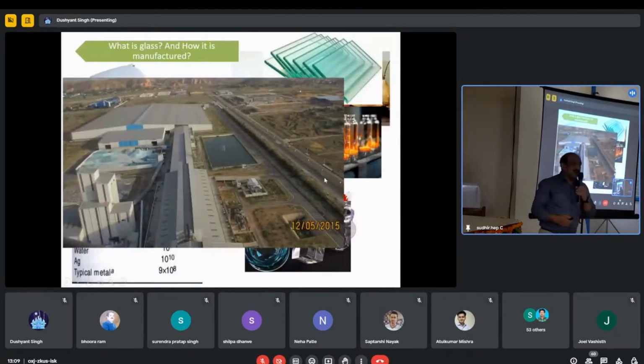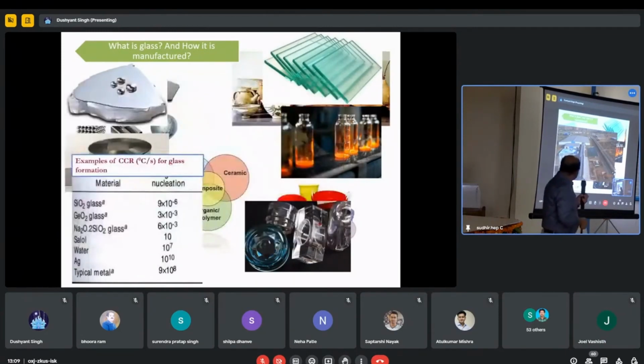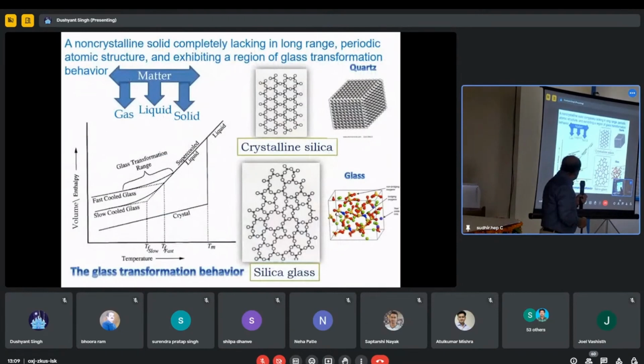So we understood that any material can be converted to glass if you can melt it and cool it faster than its rate of crystallization. You can have bulk metallic glasses, which is now possible, having unusual strength. Glass is basically a non-crystalline solid. If you see a crystal, this is a quartz crystal, it has a long range periodic arrangement. But in glass, this long range arrangement is missing. We call it short range order.